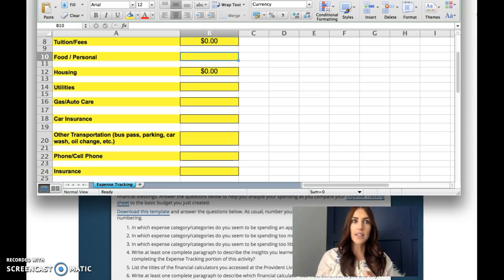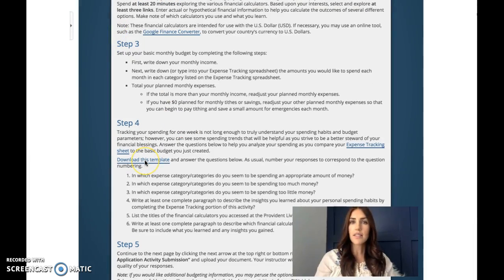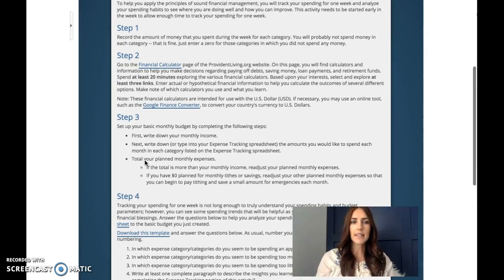So you'll do that. You will not give me that expense tracking sheet. Instead, you just download your template and answer the questions. But that's step 4, because step number 2, after all week you're tracking your spending, but you also need to go into some financial calculators and explore 3.